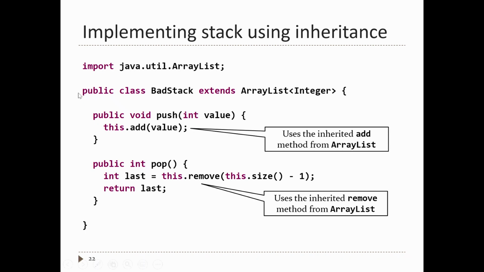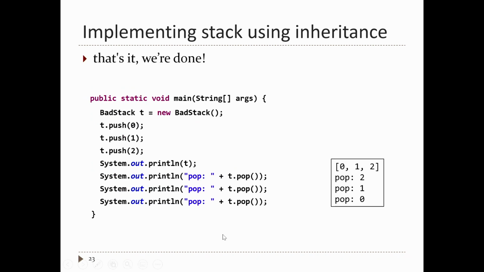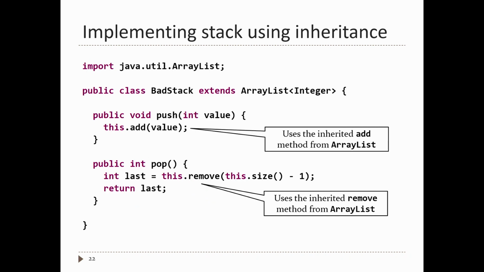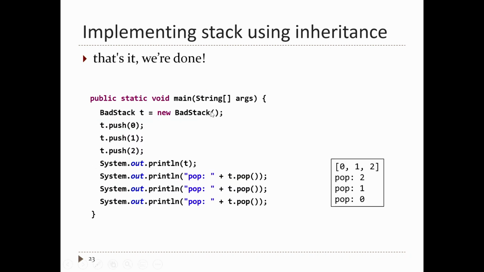No fields, no methods except for push and pop. You get equals for free, you get hashCode for free, you get toString for free. You don't have to override them. They're all there for you. So it looks great, and it actually works. Look, there's not even a constructor. You don't even need a constructor. You get the constructor for free if you don't implement one, so I get the no-argument constructor for free.